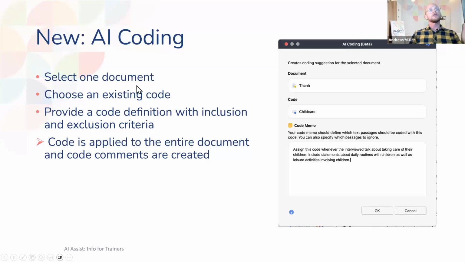So what you can do with AI coding at the moment is we can only use it on one document using one already existing code. And for this code, we provide a definition. That's what we can do. We can provide a definition and then say, hey, AI, please. I always say please, never want to upset our AI overlords. But I say, please, AI, code this data in regards to this code that I have defined. And I will immediately show you this in the software.